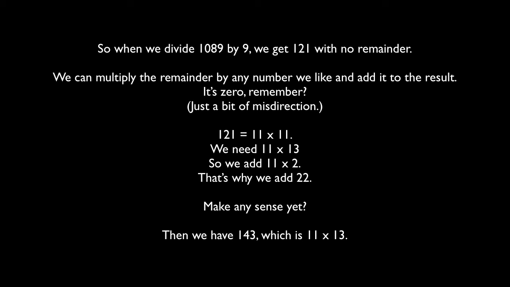So when we divide 1089 by 9, we get 121 with no remainder. We can multiply the remainder by any number we like and add it to the result. It's 0, remember? 121 equals 11 times 11. We need 11 times 13. So we add 11 times 2. That's why we add 22. Then we have 143, which is 11 times 13.